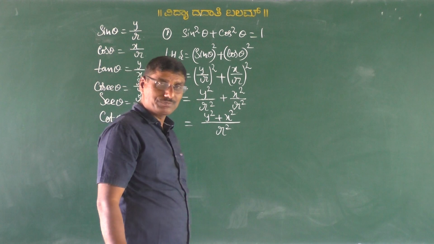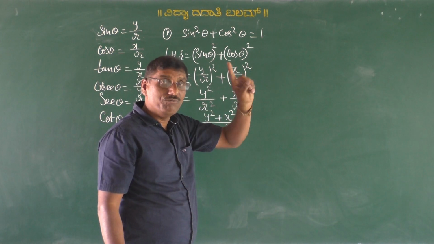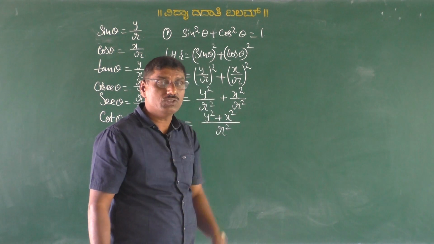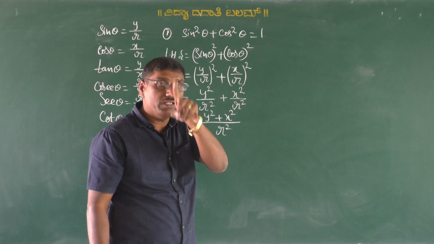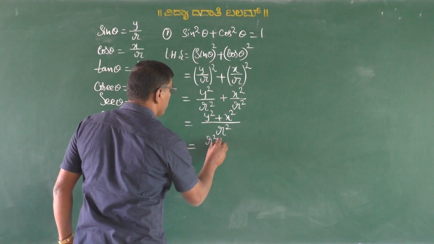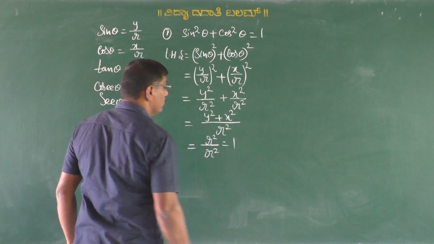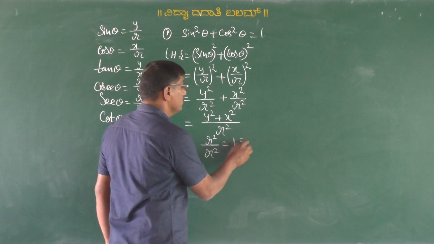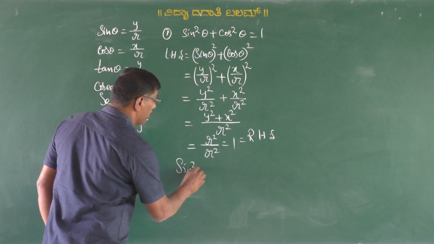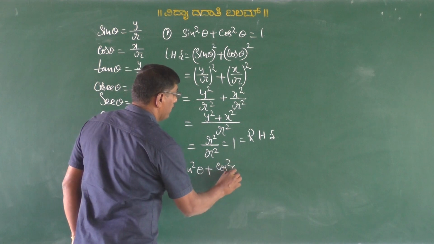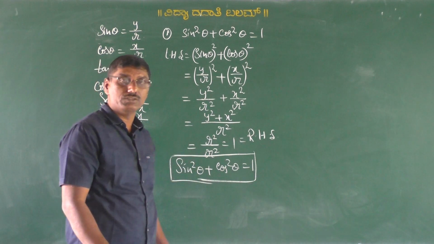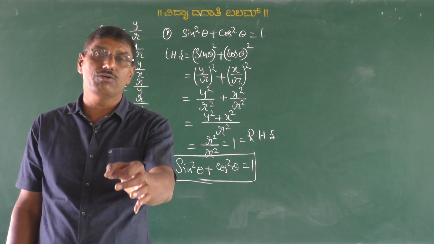My dear students, in the figure, we know in a right angle triangle, x square plus y square can be written as r square. In the last class I explained that. That means this can be written as r square by r square, which is equal to 1, which is the RHS. That means sin square theta plus cos square theta is equal to 1. This is one of the identity formulae, my dear students. Sin square theta plus cos square theta is equal to 1.